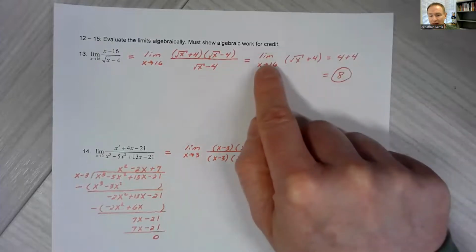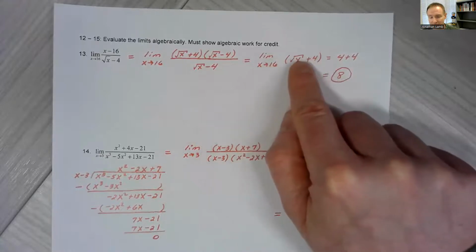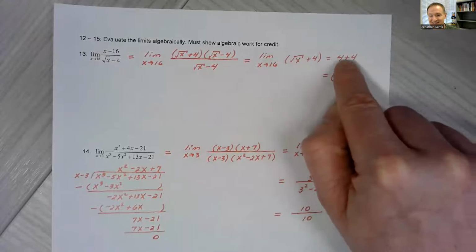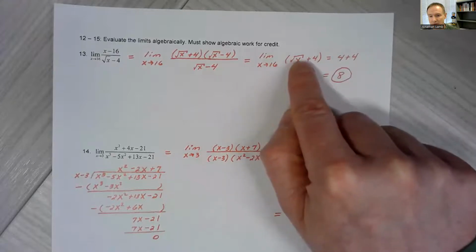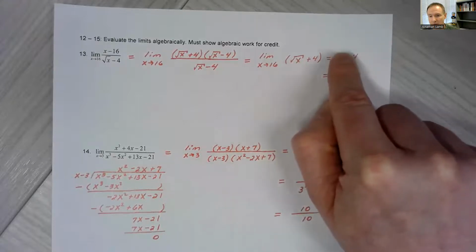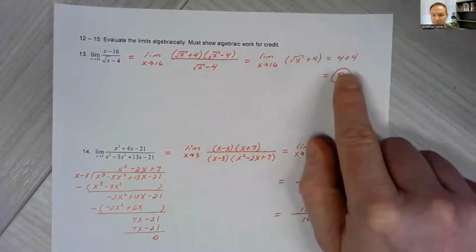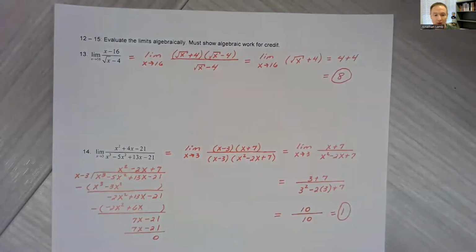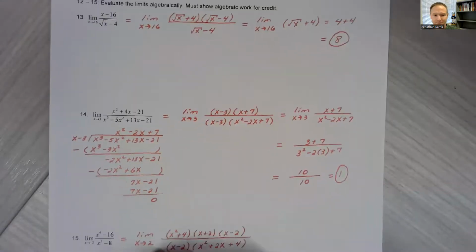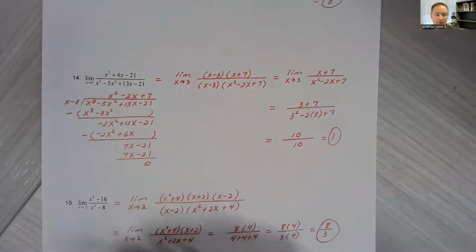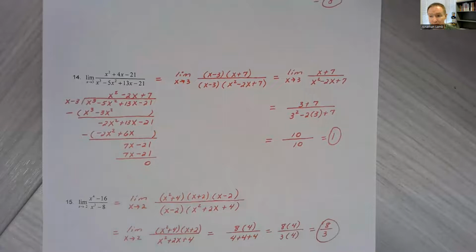Please notice that the limit as x approaches 16 stayed in until I physically plugged a 16 into the square root function there. Square root of 16 gave me the 4. At this point, I could stop putting the limit as x approaches 16. Final answer.